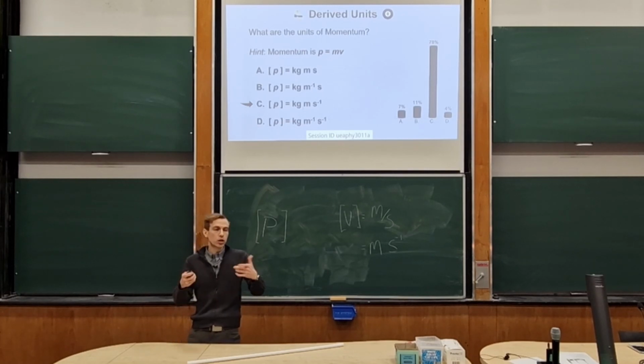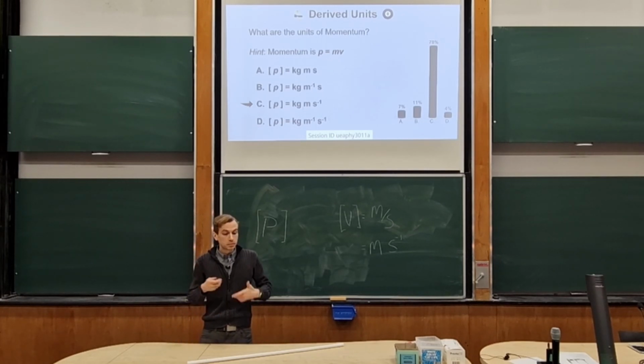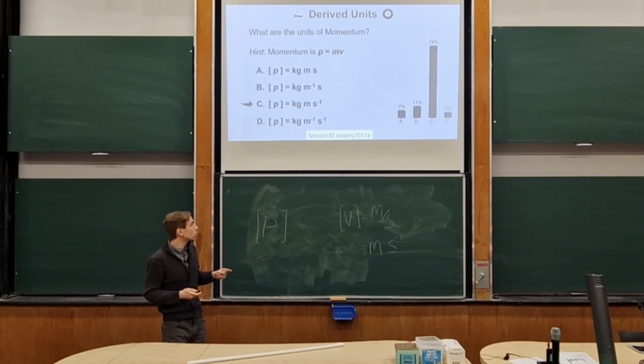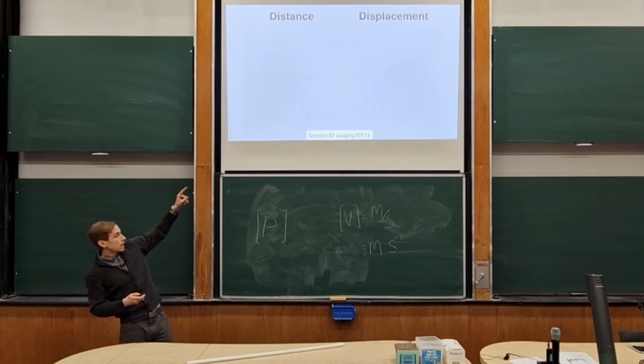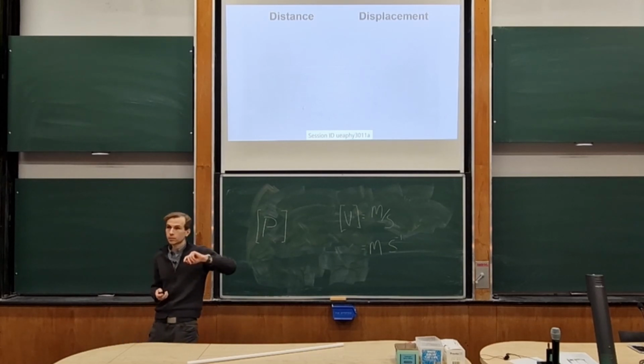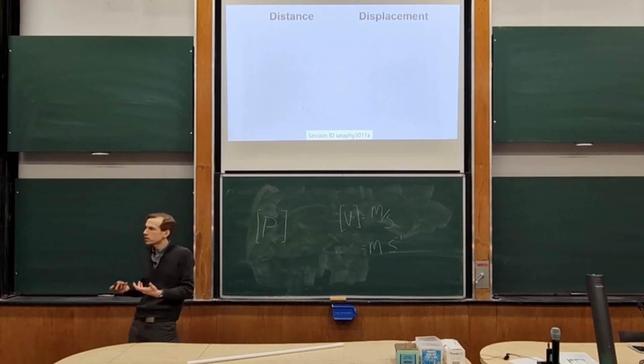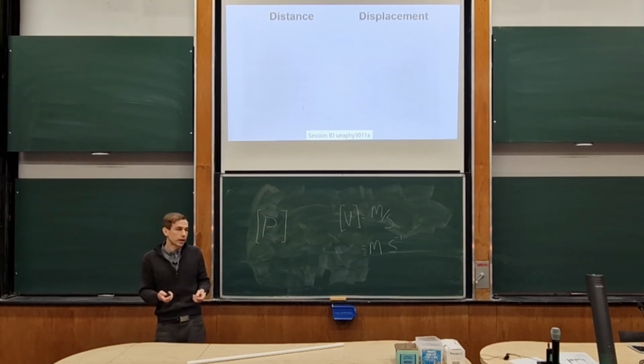So I think the story of scalars and vectors as a comparison, it really starts with distance and the equivalent vector analogy of that, which is what we call displacement. Let's take a look. So we've got distance and displacement. Distance is a scalar quantity. It doesn't have a direction. What does this look like?